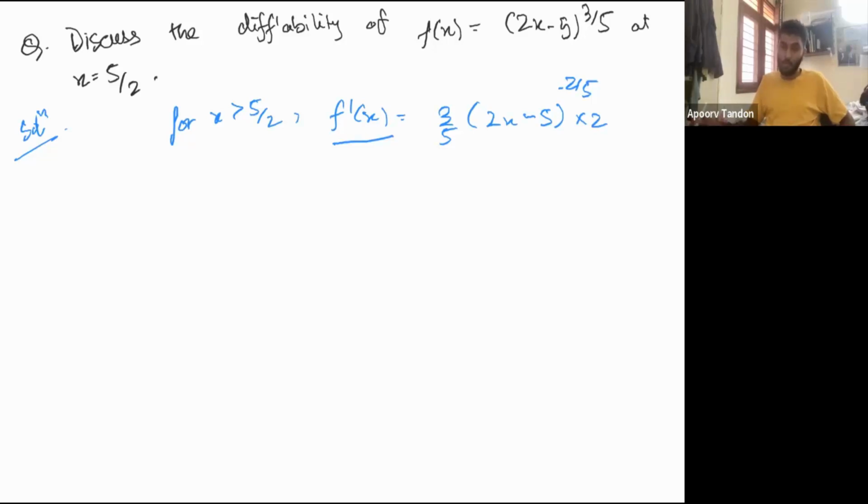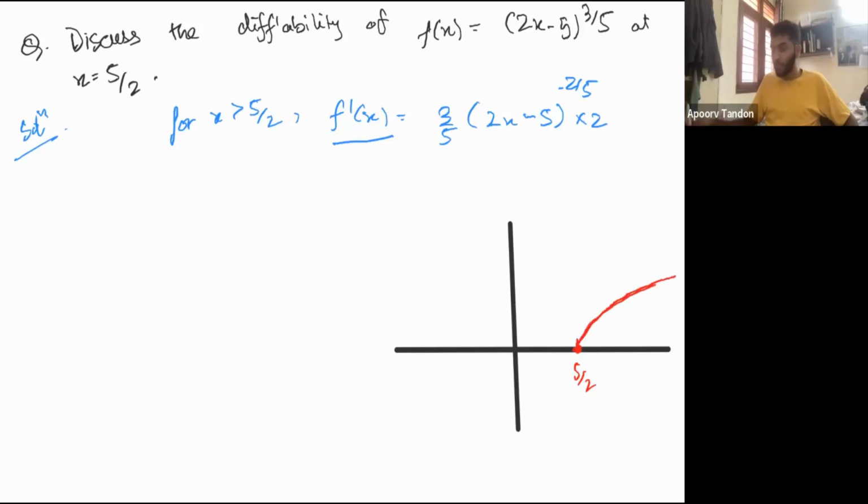That means that as we keep increasing x, the value of the derivative keeps decreasing, right? For all points after 5 over 2, let's put this graphically. For all points after 5 over 2, where the function's value at 5 over 2 is 0, the derivative is positive but keeps decreasing. So something like this. The graph will look roughly like this. Derivative being positive but decreases with x.